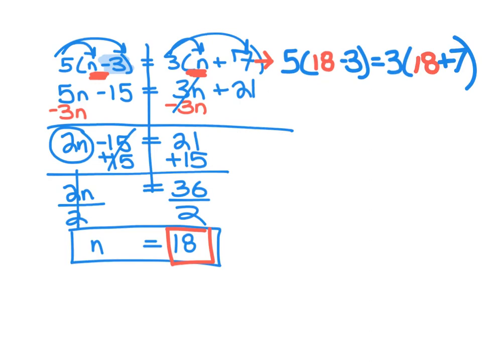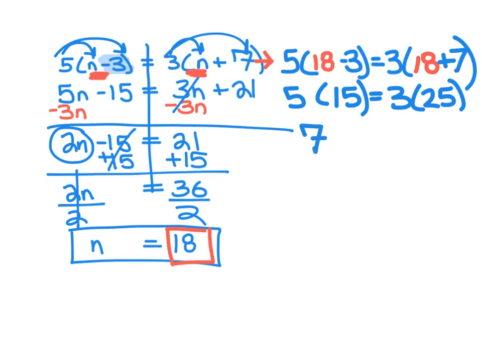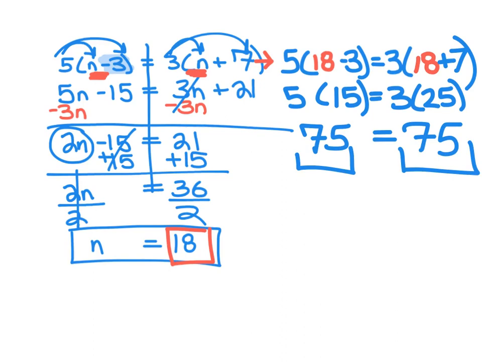So let's see if we did this right. So I've got 5 times 18 minus 3. 18 minus 3 is 15. Remember that when I check my work, I have to use PEMDAS, order of operations, and parentheses come first. And then I have that equaling 3 times 18 plus 7, and 18 plus 7 is 25. So 5 times 15 is 75, and 3 times 25 is 75, okay? So when I plug in 18, I get 2 sides that equal each other.